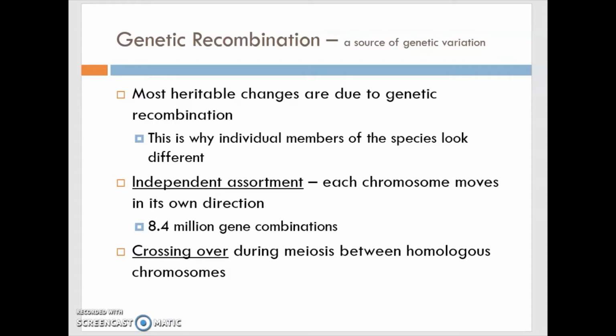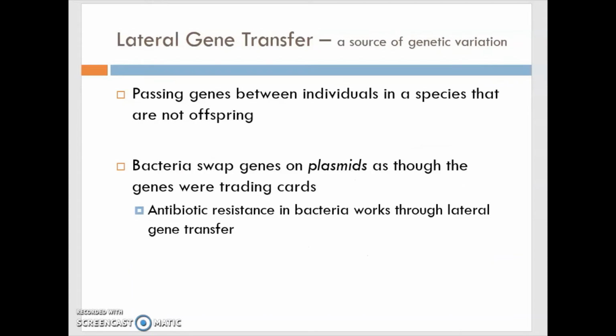We can also talk a little bit about lateral gene transfer, and so this is passing genes between individuals, not offspring, so they're going to be in the same generation. This happens in bacteria. They trade plasmids, which are basically circles of DNA, back and forth, and this is where a lot of the antibiotic resistance that we see comes in.